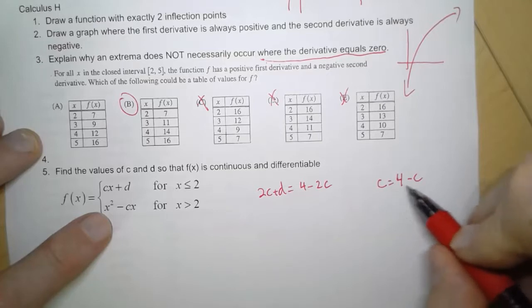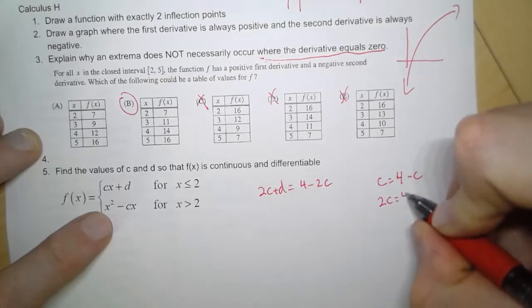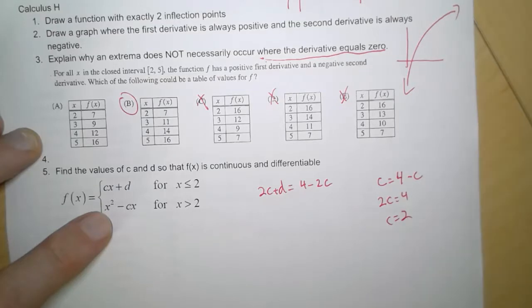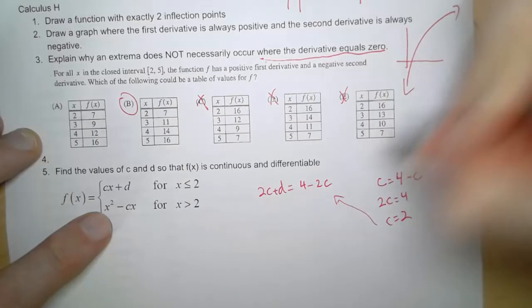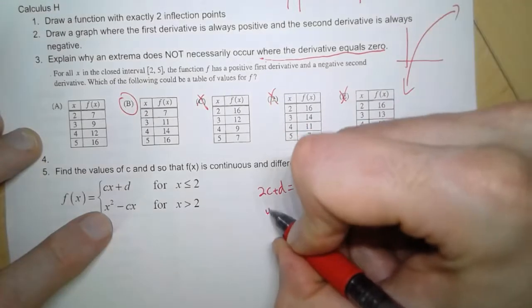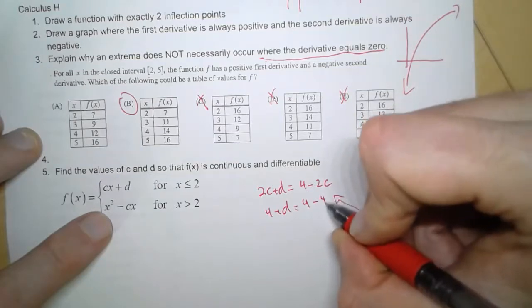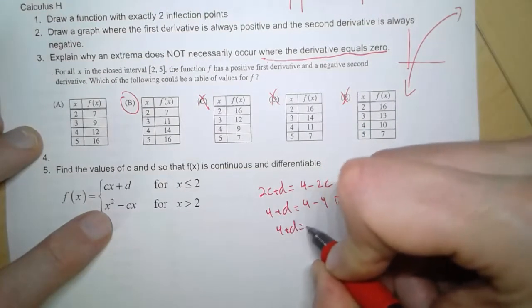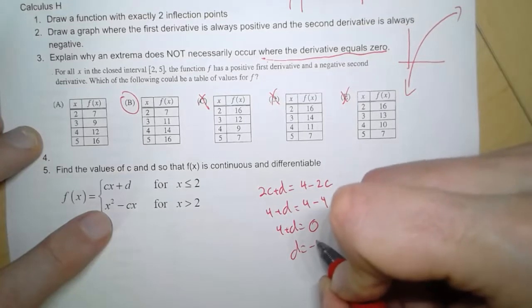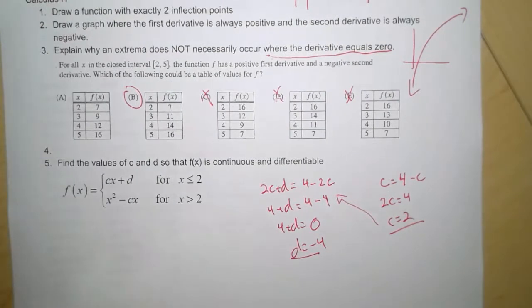So what we can do is use this to find the value of c. So 2c equals 4, so c is going to equal 2. And since c equals 2, I can then plug that in over here and get 4 plus d equals 4 minus 4. And so 4 plus d equals 0, so d equals negative 4. So those are the values that will make this continuous and differentiable.